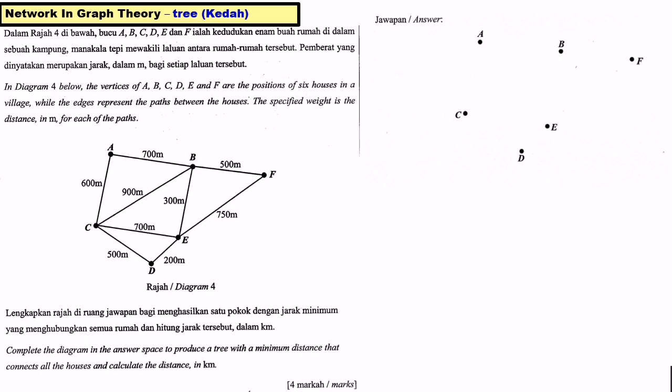The third question is about the network in graph theory. In diagram 4 below, the vertices of A, B, C, D, E, and F are the positions of 6 houses in a village, while the edges represent the paths between the houses. The specified width is the distance in meters for each of the paths. Complete the diagram in the answer space to produce a tree with a minimum distance that connects all the houses and calculate the distance in kilometer.